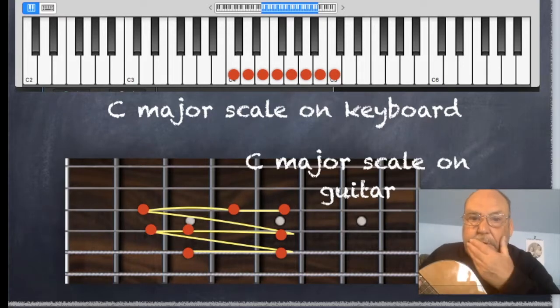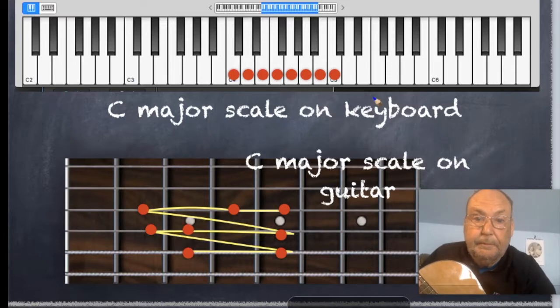Welcome to part one of this course on music theory, the fundamentals of music theory for guitarists. So why specifically for guitarists? Well, here we can see at the top of the screen the C major scale laid out on the keyboard, and it's fairly easy to see: C, D, E, F, G, A, B, C. So learning harmony on the keyboard is relatively simple at the beginning.